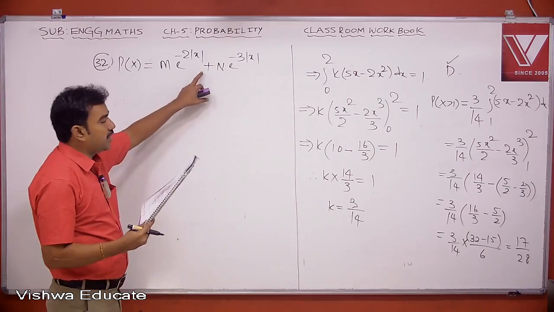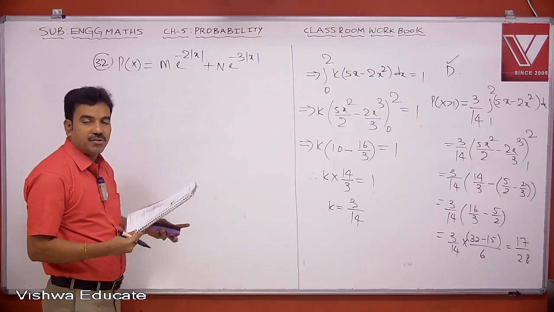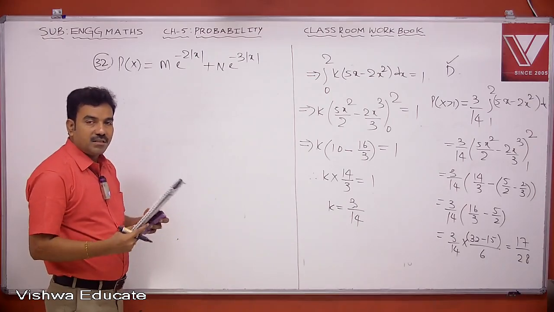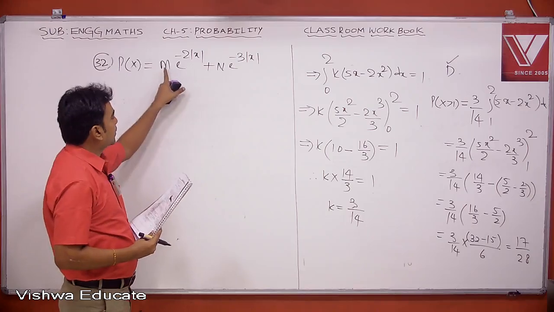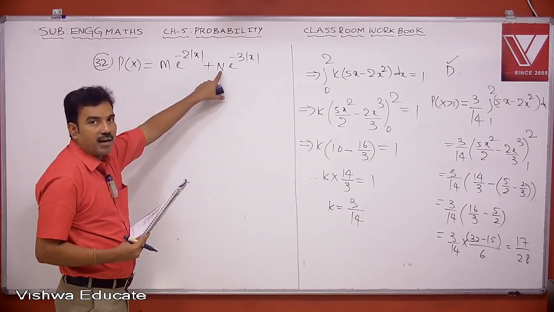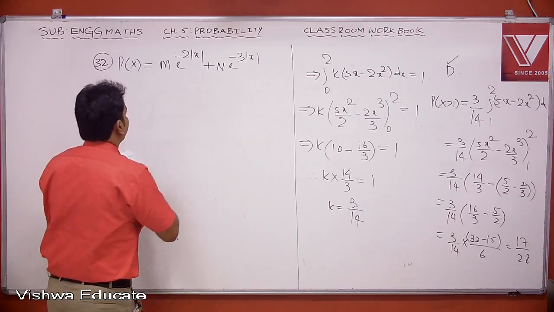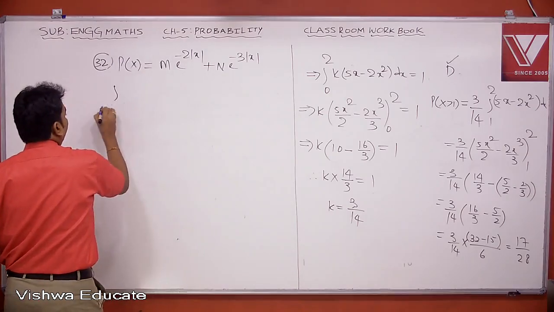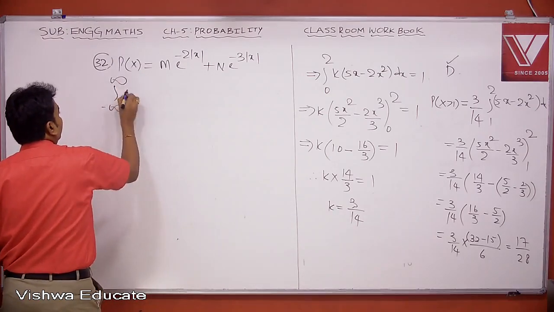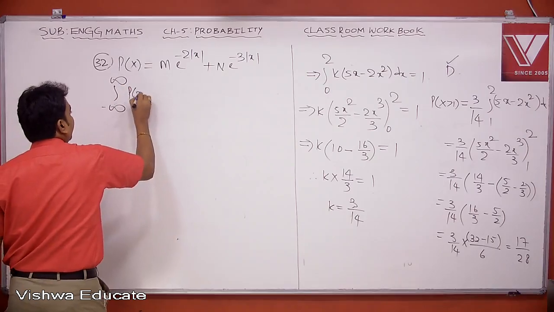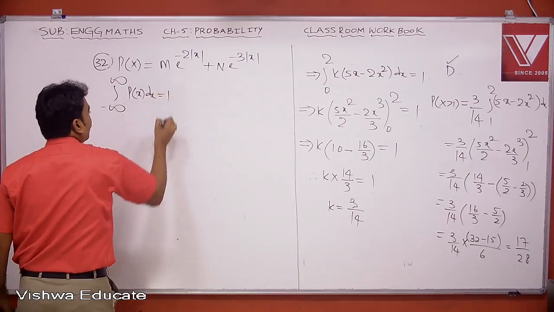Now this is my PDF which is running on the entire x-axis, so limits are ranging from minus infinity to plus infinity. Then they are asking what is the relation connecting m and n. m and n are some constants. Now let us see here, since it is a valid PDF, when you integrate this, integral minus infinity to plus infinity p of x dx equal to 1.